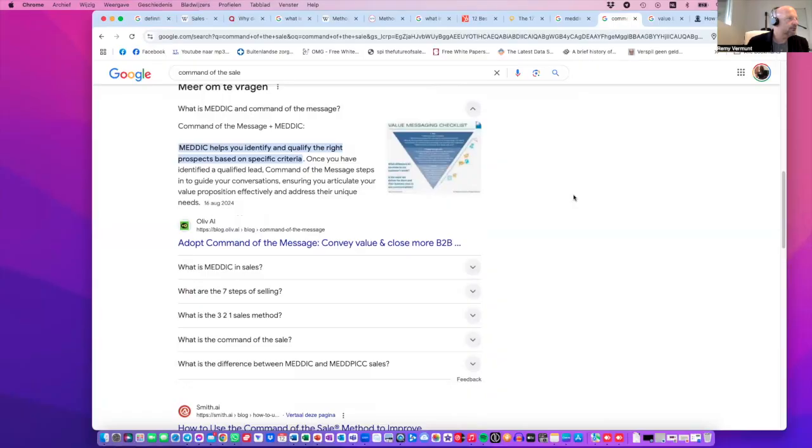Okay, we have here a sales funnel, which is a sales process. Once you have identified a qualified lead, Command steps in to guide your conversation steps, ensuring you articulate your value proposition effectively and address the unique needs. So if I would apply SPIN as a consultative selling method in my discovery, and then in the next stage, the solution presenting stage, I would use the same 4 layers. I would address how my solution would impact the 4 layers. How is that different? It's not different.